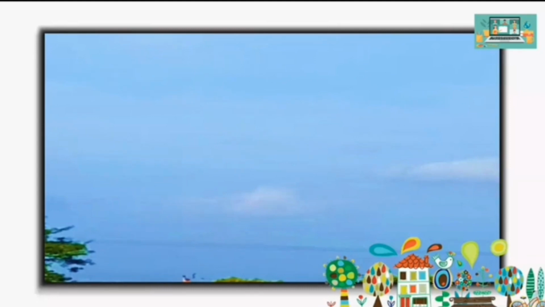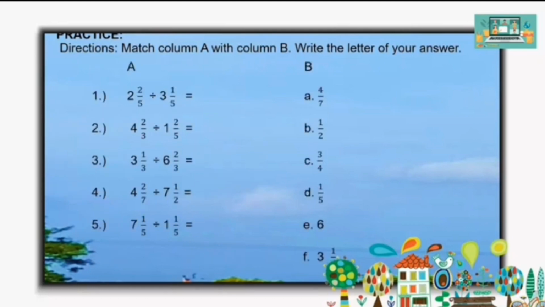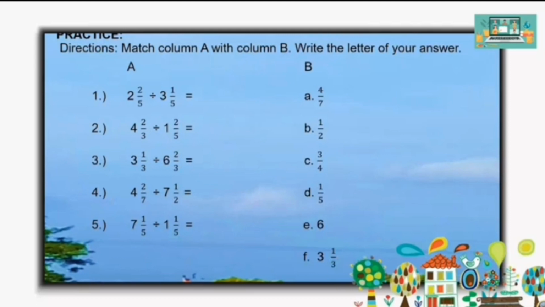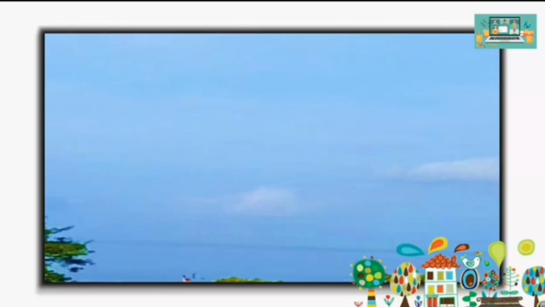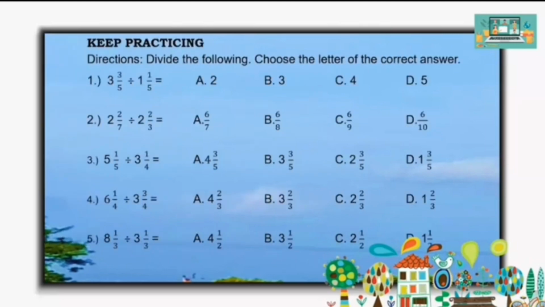Let's do now some activities. For practice, directions: match column A with column B. Write the letter of your answer. You're doing good in your activity. Next, keep on practicing. Directions: divide the following. Choose the letter of the correct answer.